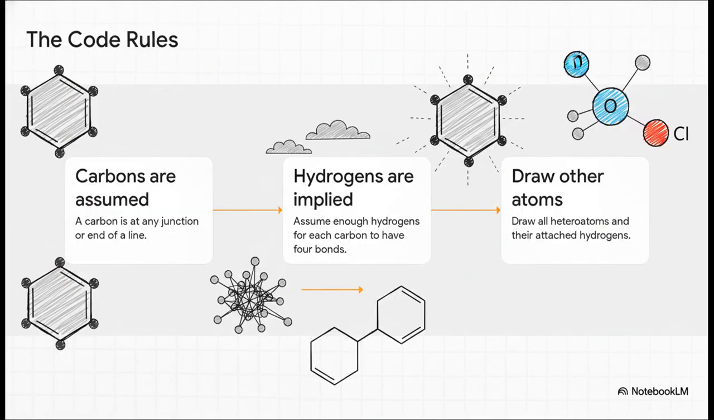And the rules are actually super simple. Rule 1, any corner or any end of a line, that's a carbon. Rule 2, just assume there are enough hydrogens on each carbon to give it 4 bonds. And Rule 3, if it's not a carbon or a hydrogen, you just draw it in. That's it. And with that code, that messy thing we saw before, it just becomes a nice, clean hexagon. So much better.